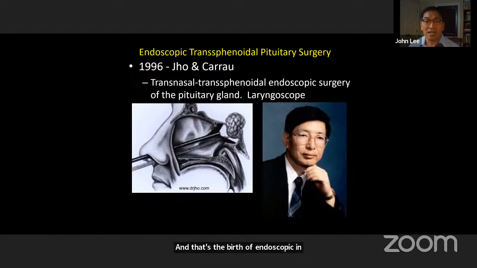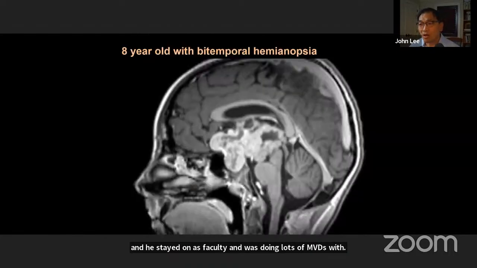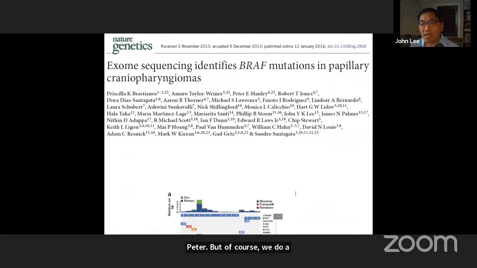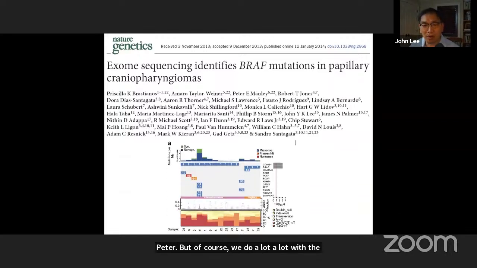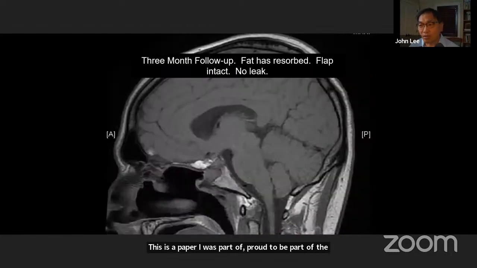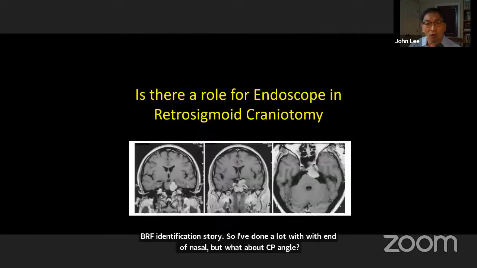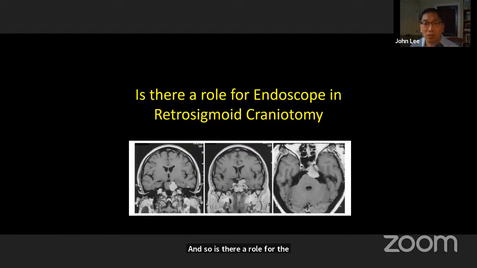So when I got there in 98 as a resident, he was already using the endoscope for many other conditions. As you know, he was a foreign fellow with Peter Janetta, and he stayed on as faculty and was doing lots of MVDs with Peter. But of course, we do a lot with the endoscope, but why not in the CP angle? This is a paper I was proud to be part of, the BRAF identification story. So I've done a lot with endonasal, but what about the CP angle? Is there a role for the endoscope in the CP angle? That's what I started to explore.